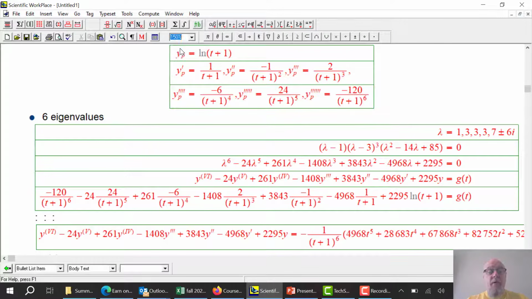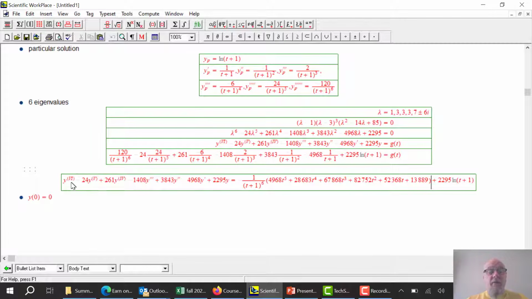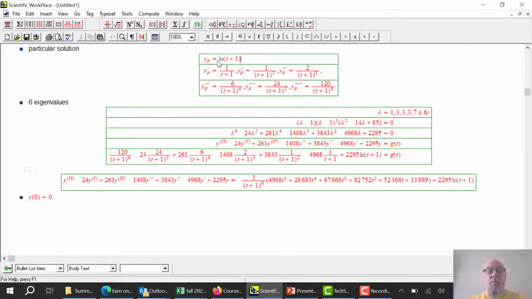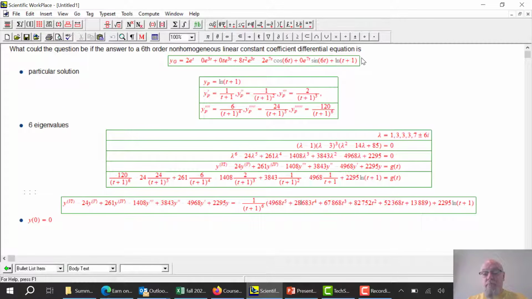Okay, I got to make the face small so I can see it. Here's the differential equation, the sixth order differential equation. The auxiliary equation will give me the eigenvalues that I see. This g of t, this target solution, is what I would get if I put this particular solution into the left-hand side of the differential equation. So, go back to what's the question? What are we actually doing here? Here was the answer, and we're asking for what's the question.